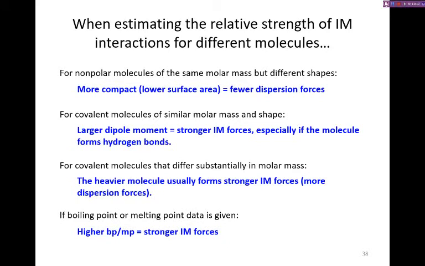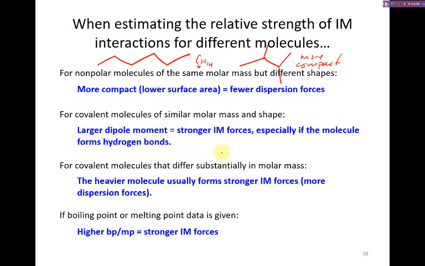So when we're estimating the relative strength of intermolecular forces on different molecules, let's summarize here. If we have nonpolar molecules that have the same molar mass in different shapes, the more compact, lower surface area one is going to have fewer dispersion forces. That would look like the following. This is a carbon chain 6 long. These are both C6H14, but this one is more compact. Therefore, it's going to have fewer dispersion forces.